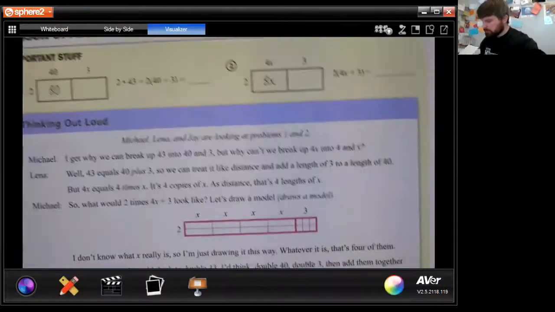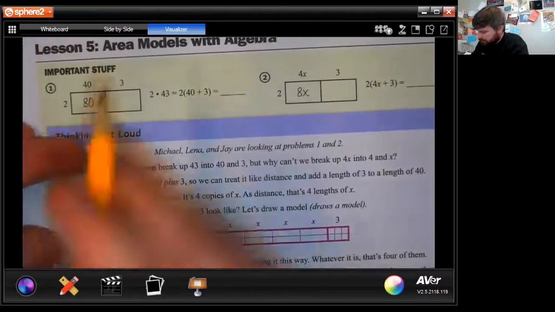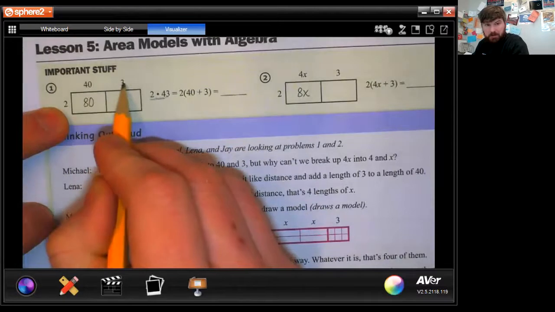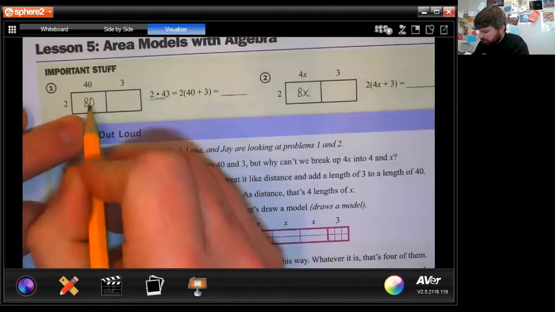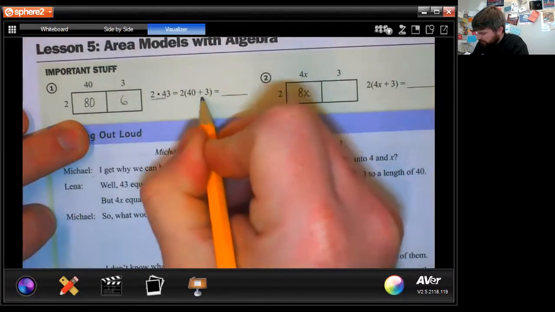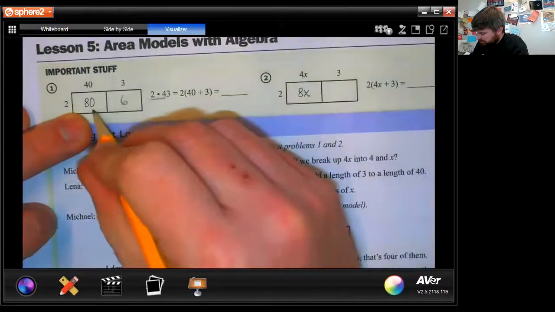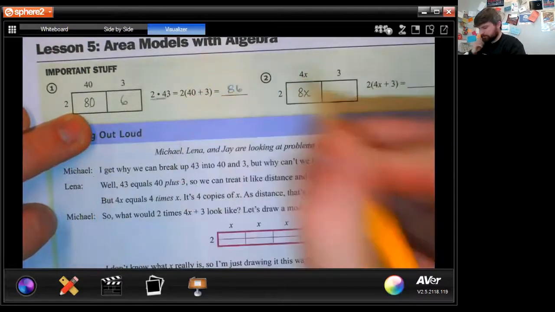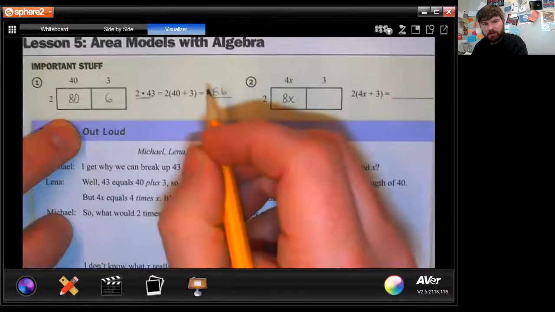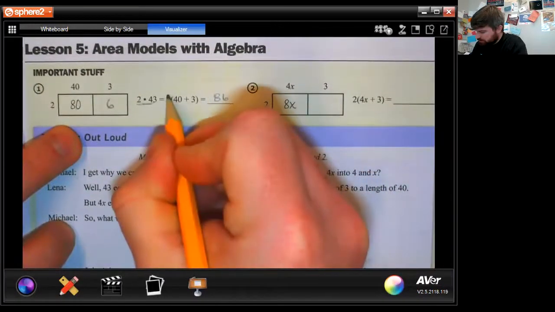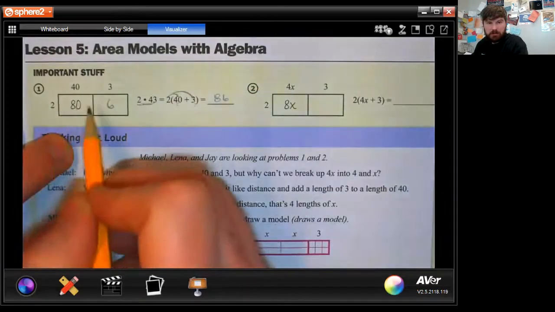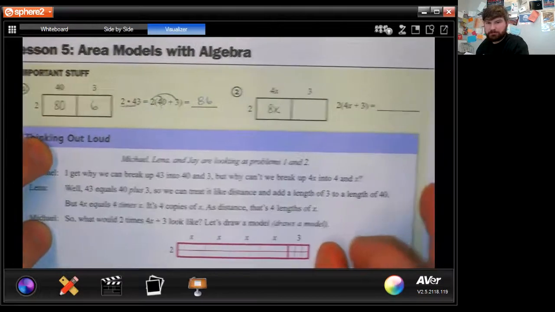Okay. So here we got just a little review. We have 2 times 43. So we have 40 plus the 3. You take the 2 times the 40 is 80 and 2 times the 3 is 6, which we do right here. And then that is 80 plus 6, which is 86. There's a distributive property that you probably learned in Algebra 1 or pre-algebra, where you take this 2 times both of these numbers inside, and this is why you do that. The area model really helps us with that.